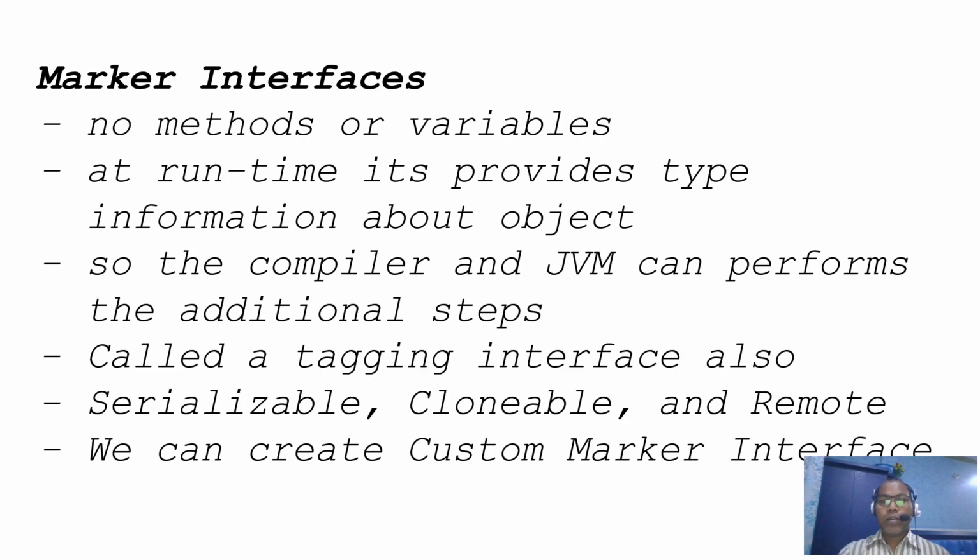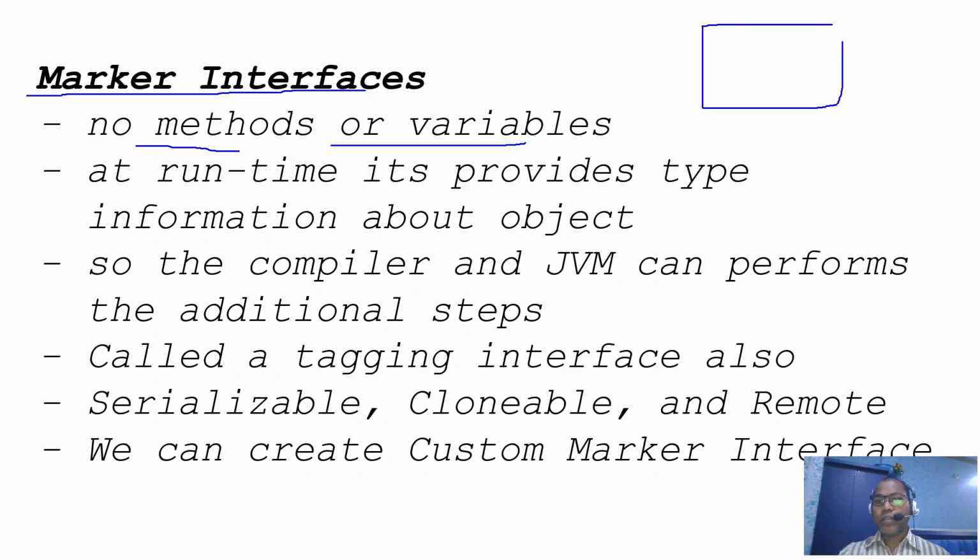If you look at the marker interface, any interface that does not define any methods, any variables or any constants is a marker interface. Generally, an interface is a kind of blueprint where you define some methods and constants so that any class can implement it. But a marker interface does not define any variable or any method. So the question is, if an interface does not define any variable or method, then what is the sense?